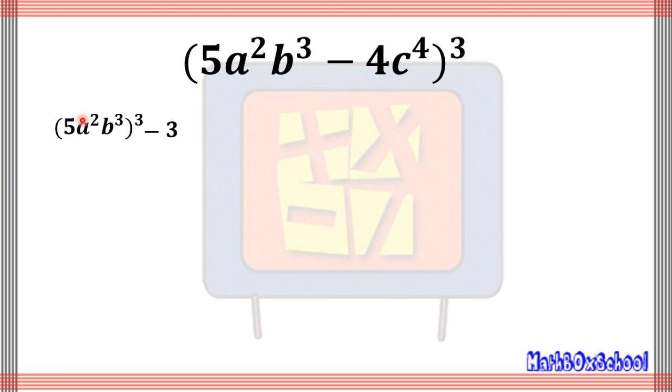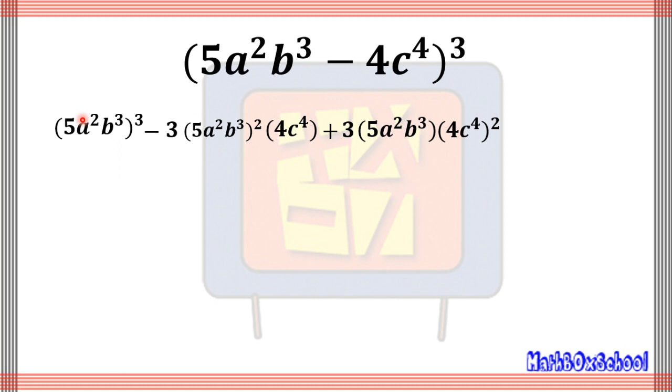minus 3 times the square of the first term times the second term plus 3 times the first term times square of the second term minus the cube of the last term. Okay, dito natin, ito yung first term, ito yung last term or second term. Next, simplify po natin ang bawat terms. So, simulan natin kay 5a squared b cubed raised to 3.